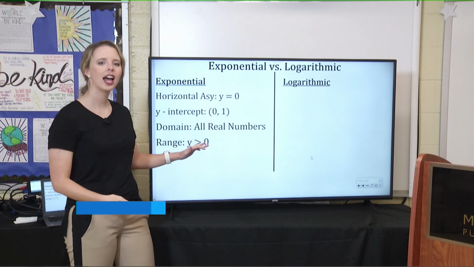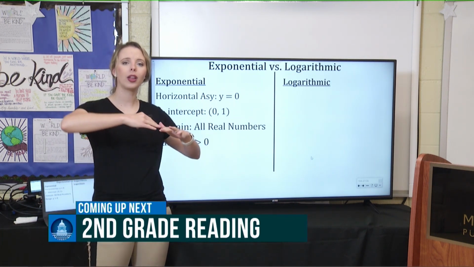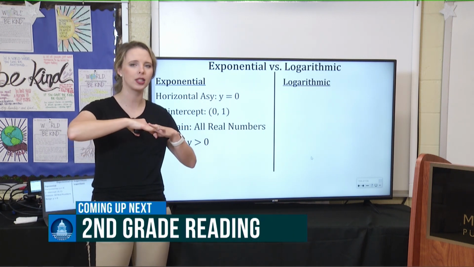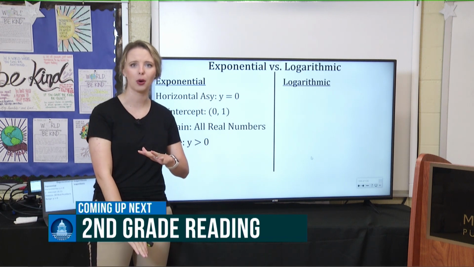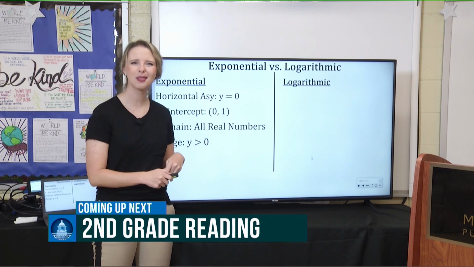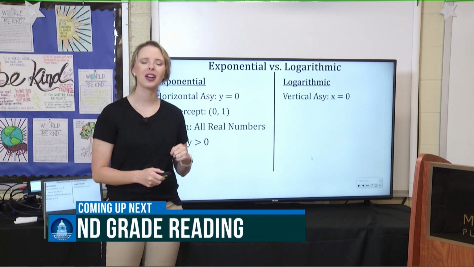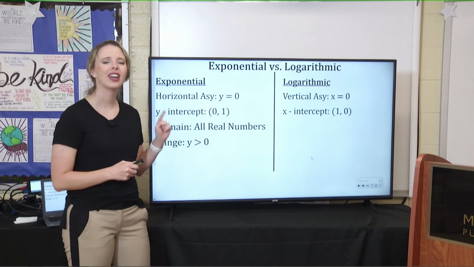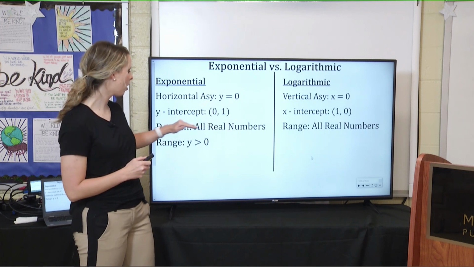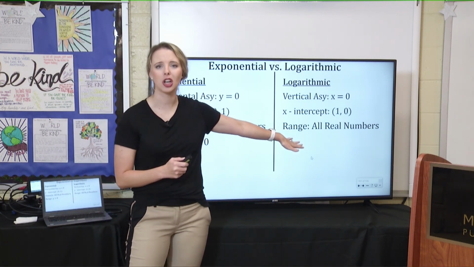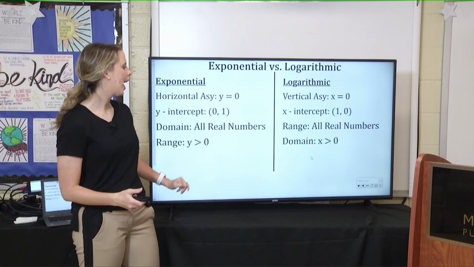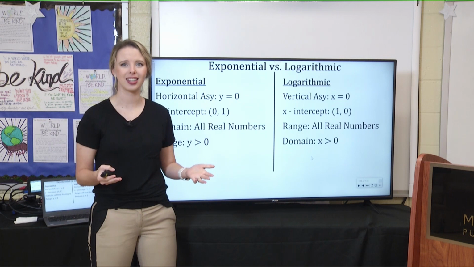Okay? And that our range was only going to be greater than 0 because we were not going to have any values that were at 0, because that's where the asymptote was, and we weren't going to have any values below 0, were we? But what can we gather about logarithmic functions? We've already talked about it. We have a vertical asymptote at x equals 0. We have an x-intercept at 1. Instead of our domain being all real numbers, now our range is all real numbers, because we know that with inverse functions, everything's going to swap. And our domain is now x is greater than 0.